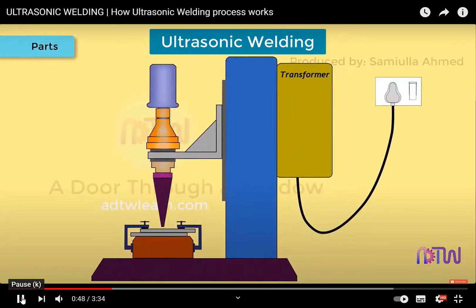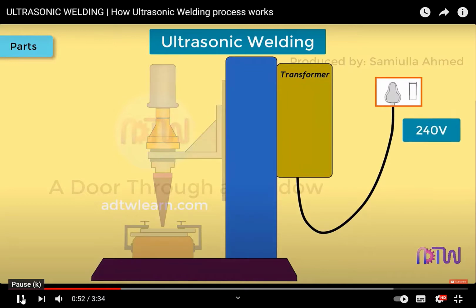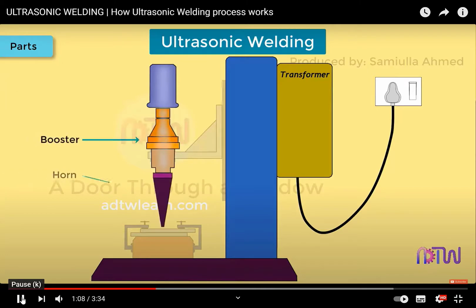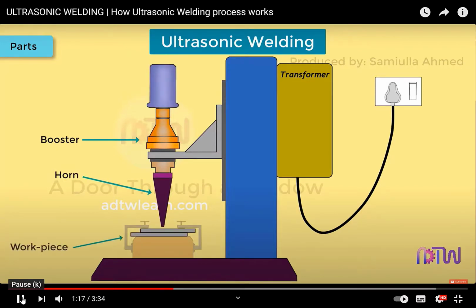Parts of ultrasonic welding machine. Power supply: a normal line voltage of 240 V is applied. Transducer or converter: a converter is used to convert the high-frequency electric signal into high-frequency mechanical vibration, and it does so by using the piezoelectric effect. Booster and horn: a booster amplifies the vibrational energy, which is then supplied to the horn. Horn transmits this vibrational energy to the workpiece.